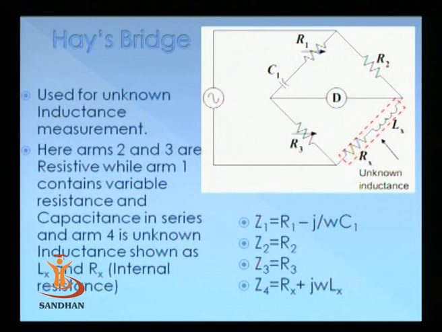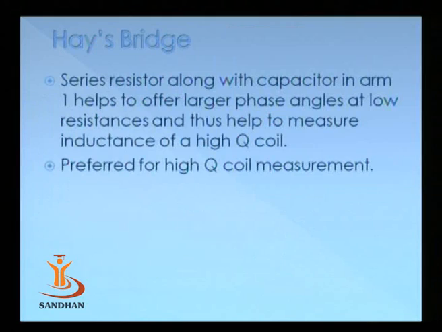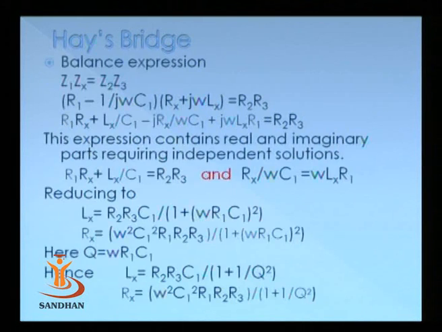So the smaller the value of R1, the better it is to have a phase difference, and this gives you exact balance of the phase. So this kind of arrangement makes it possible to go for measurement of coil with very high Q factor. Hayes bridge is highly preferred for high Q coil measurements.